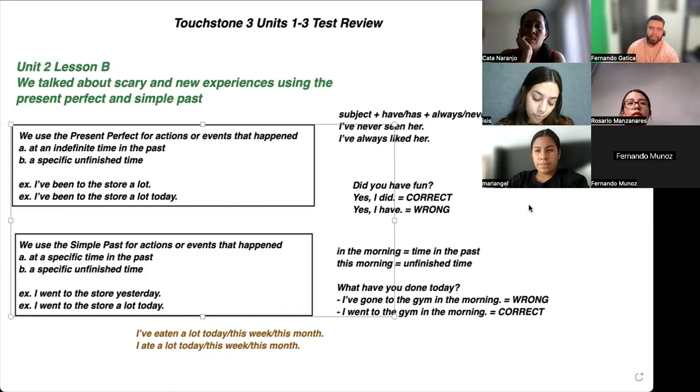Which question is correct? Did you visit your family last summer? Or have you visited your family last summer? Did you visit your family last summer, because last summer is finished. Ya terminó. Hasta en español suena un poco raro, ¿no? ¿Has visitado a tu familia el verano pasado? It sounds kind of weird, no? All right. Good.